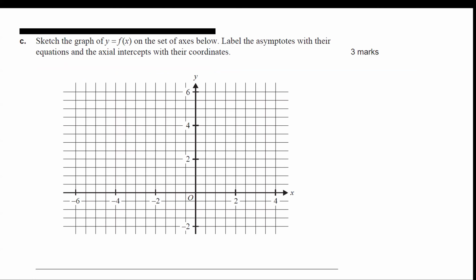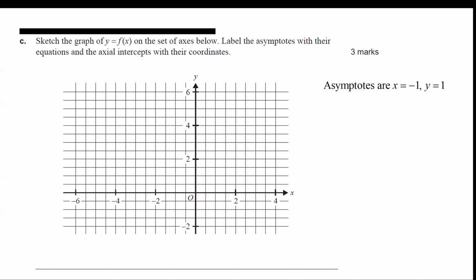Part C wants me to sketch the graph y equals f of x, label the asymptotes with their equations, and the axial intercepts with their coordinates. So here, I'm not using a pen and paper to demonstrate how this graph can be sketched. Instead, I use the sequence of animations, but I will explain the procedure I would normally take.